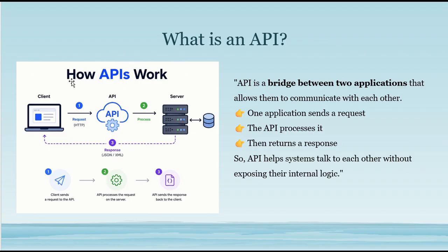Let's match the steps shown in the diagram. The client sends a request to the API, the API sends it to the server for processing, and the API returns the response back to the client. In simple terms, API acts as a middleman between the client and server, handling the request and delivering the responses smoothly. Without APIs, apps cannot talk to each other. APIs make modern applications possible.